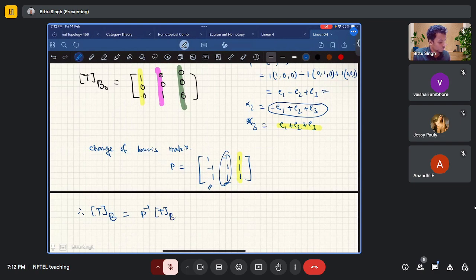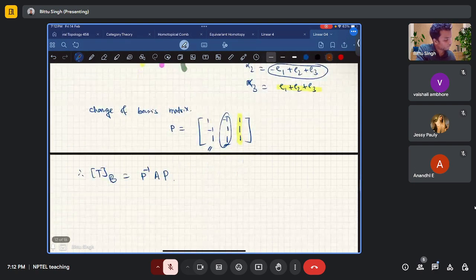Transformation with respect to old basis times transformation times P. That is, if you denote it by A, then this is simply P inverse AP. Similar matrix. Now, again we need to find the inverse of P. So let me find the inverse of P. Similar kind of calculation.